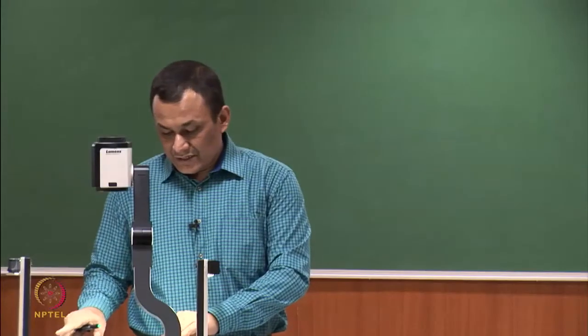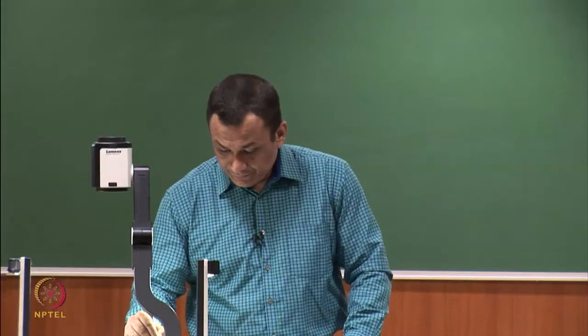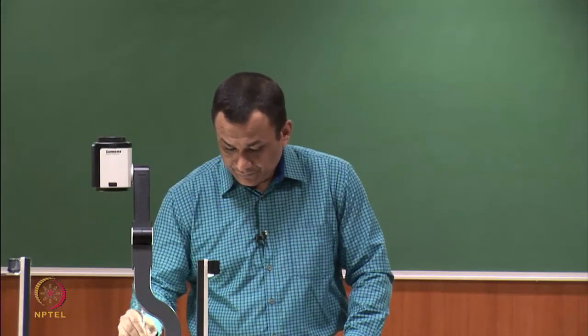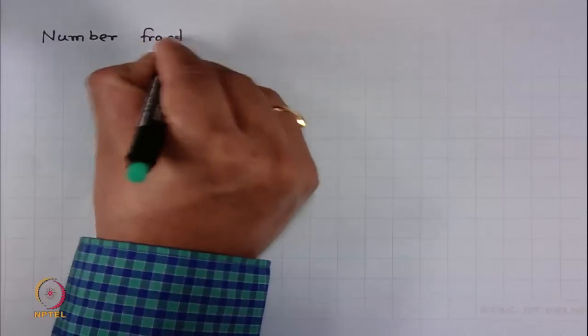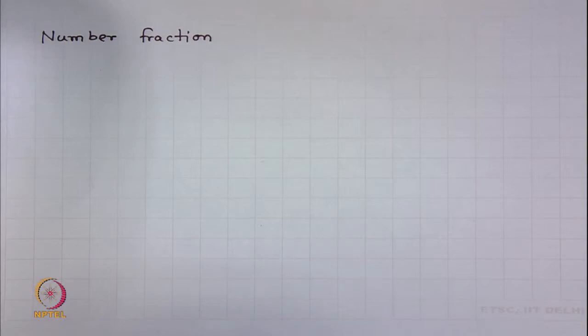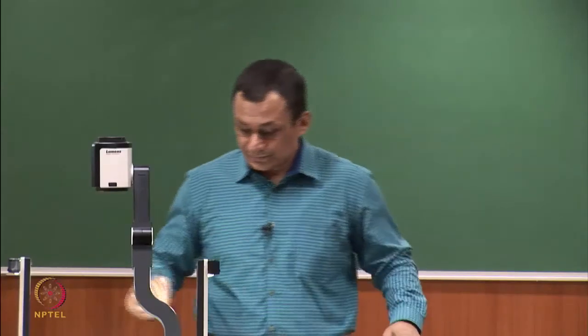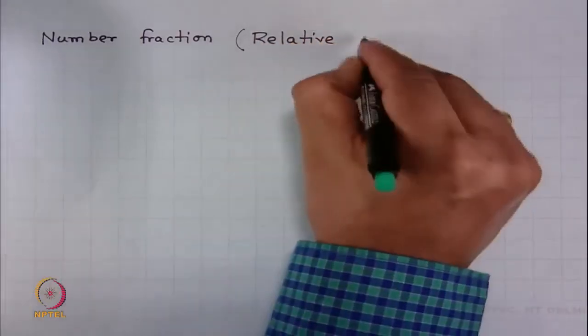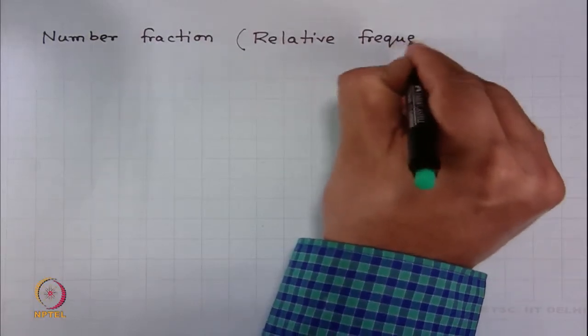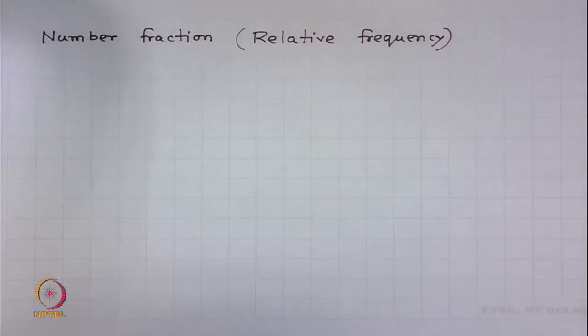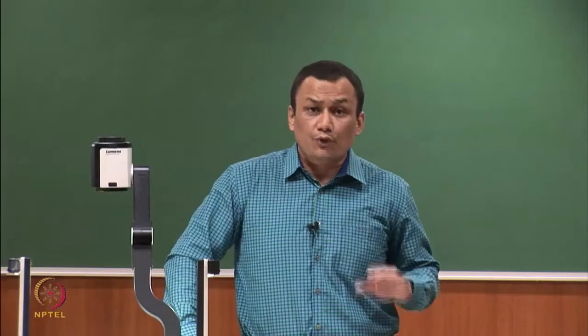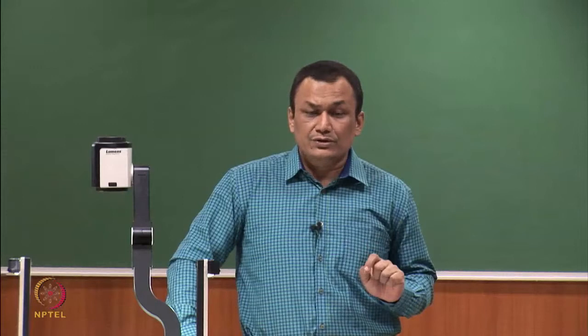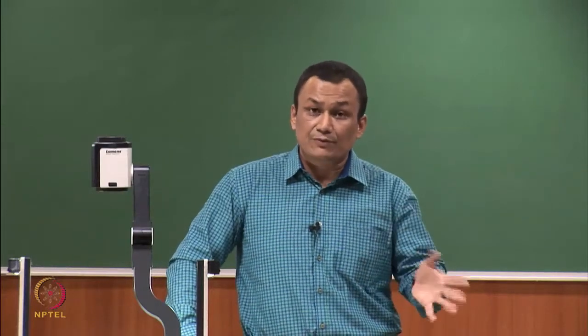Right? Then we come to another important fraction, which is number fraction. This number fraction is often termed as relative frequency. It can be asked like this: what is the relative frequency of cotton fibers in the blend of polyester and cotton fibers? That means you are required to find out the number fraction of cotton fibers in the blend of cotton polyester fibers.